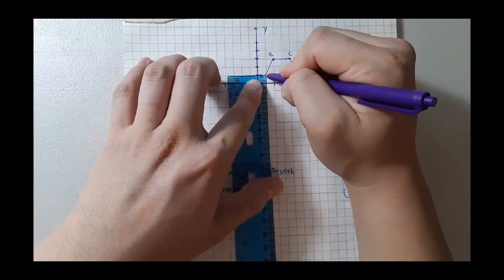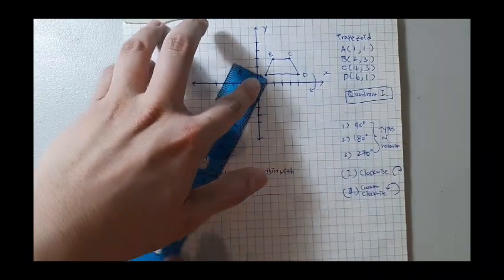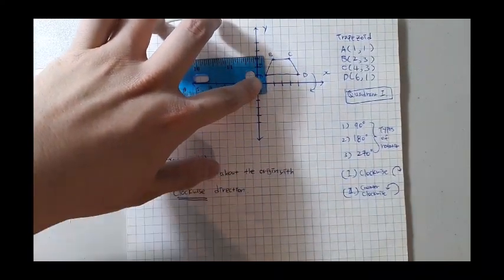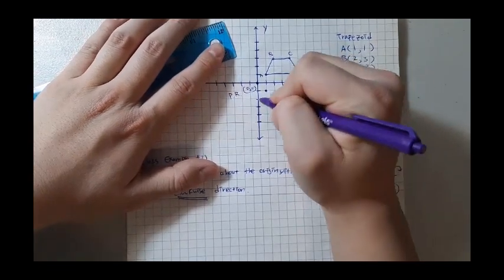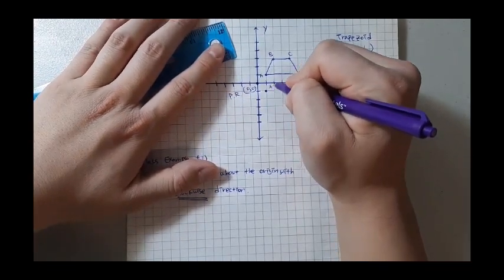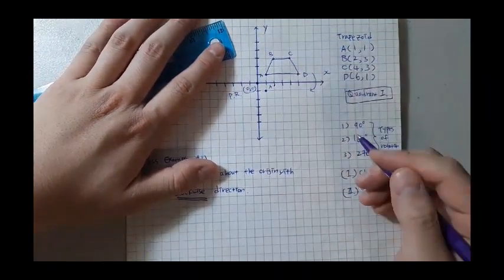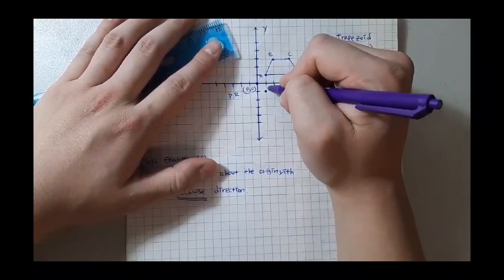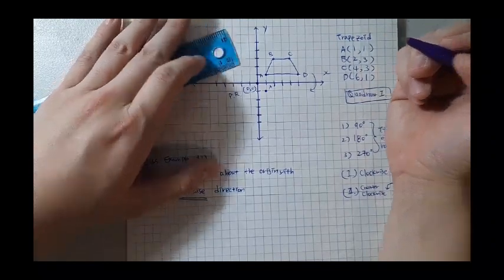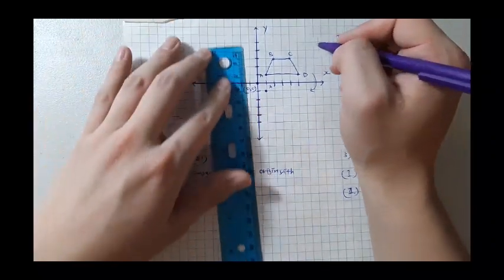So I'm going to rotate this 90 degrees. And this point that is created right now, I'm going to put that as A prime. So my location 1, 1 changing into 1 and -1, something like that. Do the same thing for B.